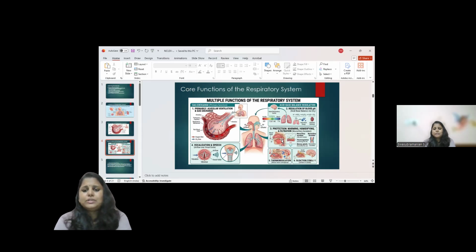It acts as protection through warming, humidifying, and filtration. Like when the air enters the nasal passage, we have hair-like structures where the filtering takes place. Then vocalization and speech. The respiratory system, mainly the larynx, facilitates speech when the airflow passes over the vocal cords. The fifth one is thermoregulation. Minor heat loss takes place, which helps with thermoregulation in our body. Then olfaction, which is helpful for the sense of smell. So these are the core functions of the respiratory system.